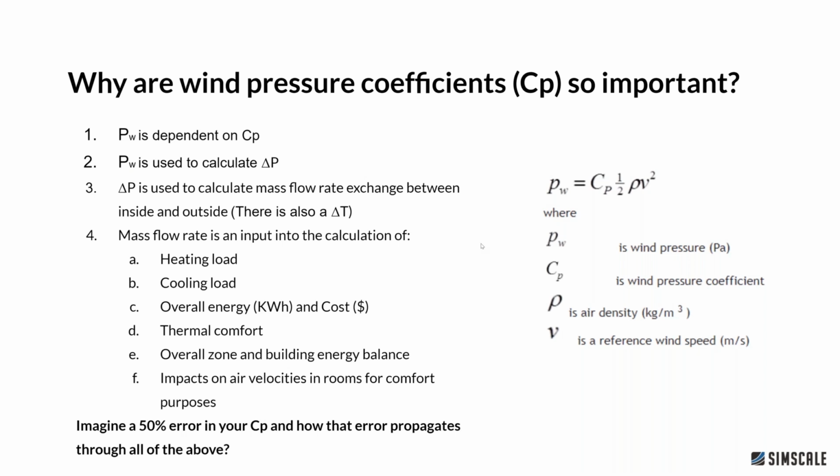That 50% error will cause an error in the calculation of wind pressure, which will cause an error in delta P, the difference between internal and external pressures, which will cause an error in your airflow coming in and out of the building, which will then directly impact your heating load, your cooling load, your overall energy, the cost, the thermal comfort, and the overall building energy balance. So Cp actually is really, really critical. And one of the reasons we're focusing on this is that the traditional building simulation tools do not really account for this in any accurate way.